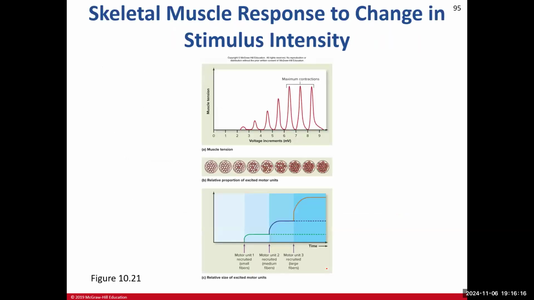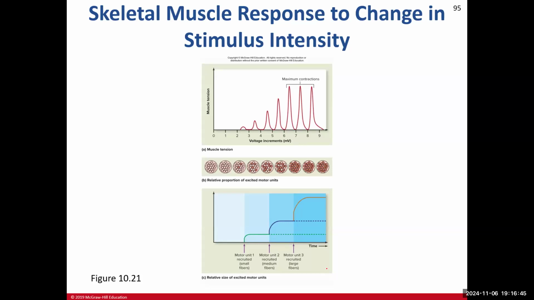So that's what you're kind of seeing here. You can see as we increase the voltage, we start to increase the muscle tension until we can't get it any higher because we've recruited all the muscle fibers. You can see on this one, at 0, no muscle fiber recruitment. At 1, no muscle fiber recruitment.